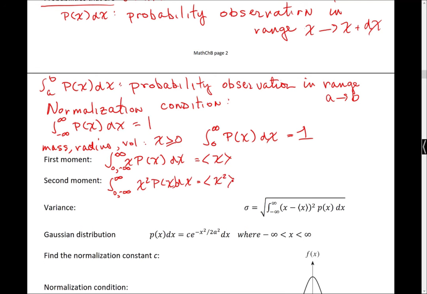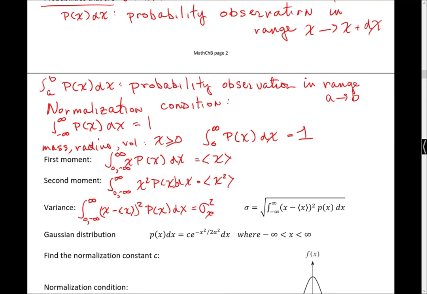Right? And then if I'm interested in the variance, then we use our definition of variance. Right? So this will be the integral from 0 or minus infinity to infinity of x minus our average value, that quantity squared, times the probability dx. Okay? And that gives us the variance.